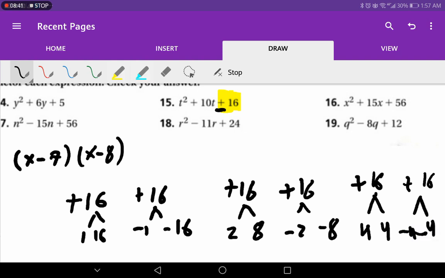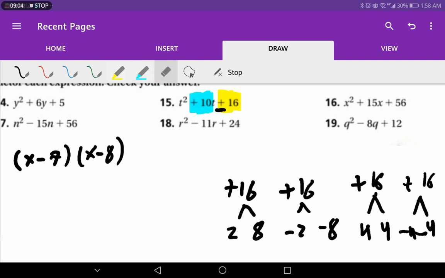All of these. But next time, you will find it faster than this. Because of this, you need positive 10, the sum of the two factors, positive 10. Here, if you add them, it is not positive 10. And here, 2. So I don't need them at all from the beginning. And 4 plus 4 is 8. It is not positive 10. And negative 4 plus negative 4 is negative 8. I don't need them. So I minimize my options to 2 options.